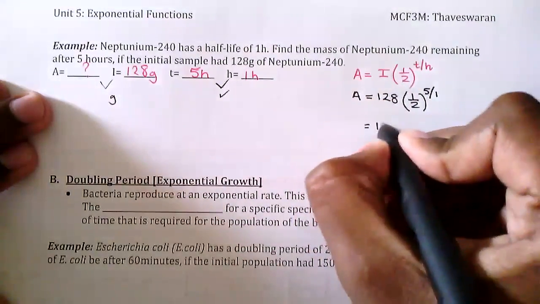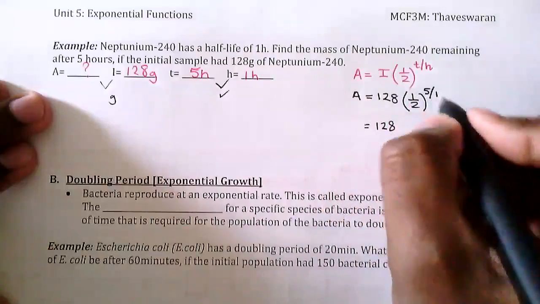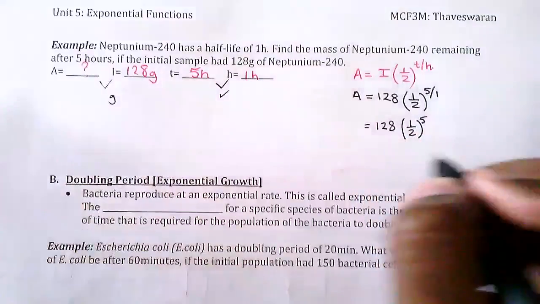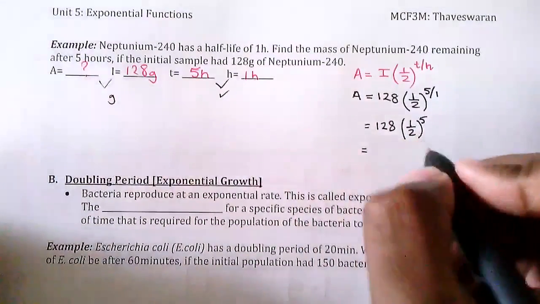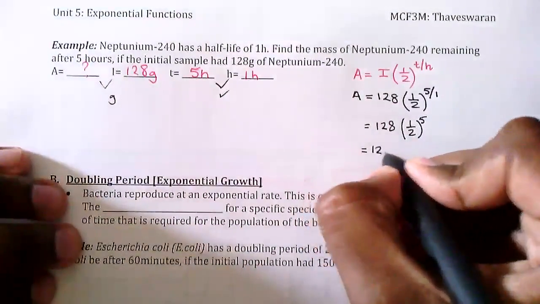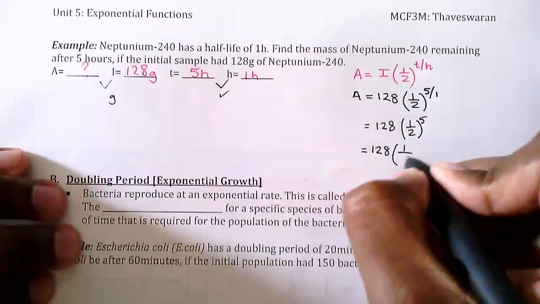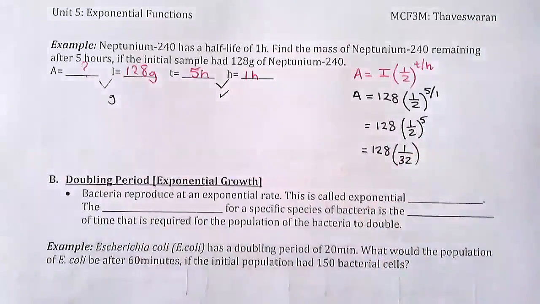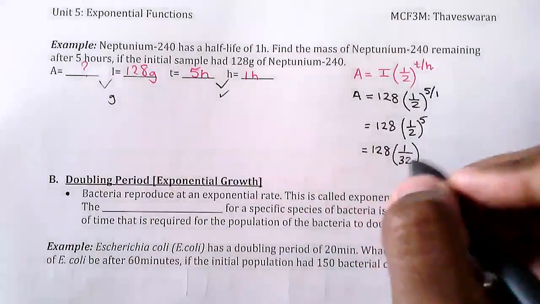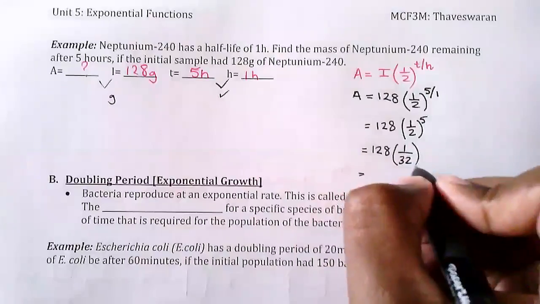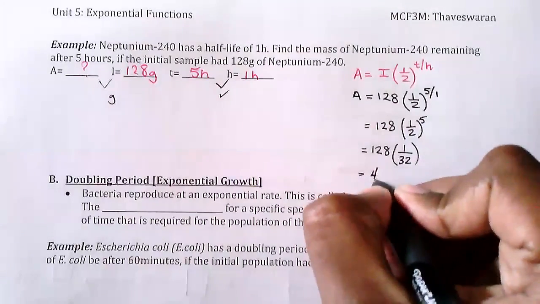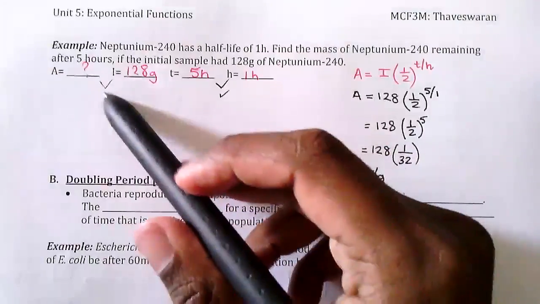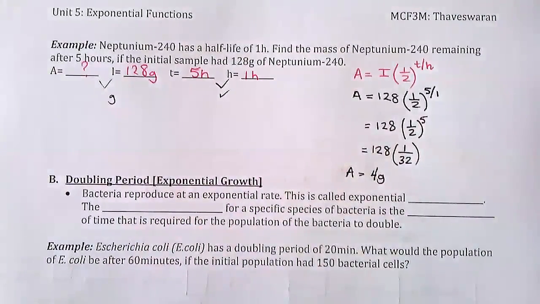So that's the same thing as 128. Remember, you always want to simplify the exponent first, half to the power of just 5. We've seen 2 to the power of 5 before, so this is just half to the power of 5, 1 over 32, so the denominator is 2 to the power of 5. And if I divide this, 128 over 32, that's just 4 grams. Again, we went with grams because the units had to stay the same.